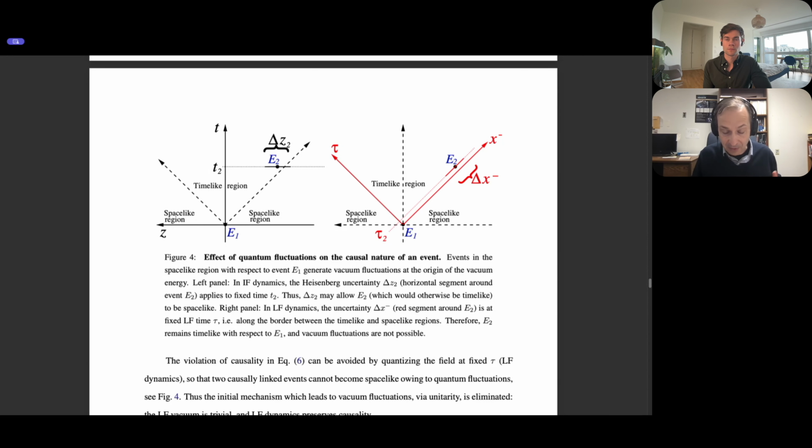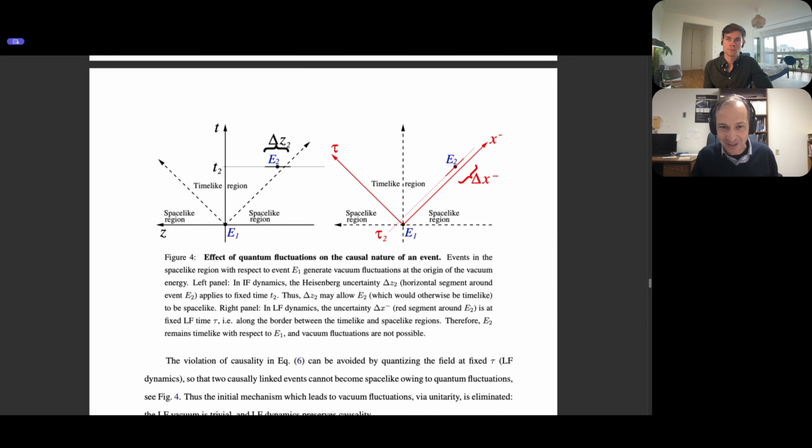And at the end, as I said, it's a human choice. So at the end, if you do all the calculations correctly, you should end up with the same answer, regardless of what definition of time and space you chose. But in practice, this has consequences, because your choice of time in your quantization may complicate or simplify the problem. And the argument that we're making in this paper is that if you choose light front time, you end up with a usually much simpler problem to solve.